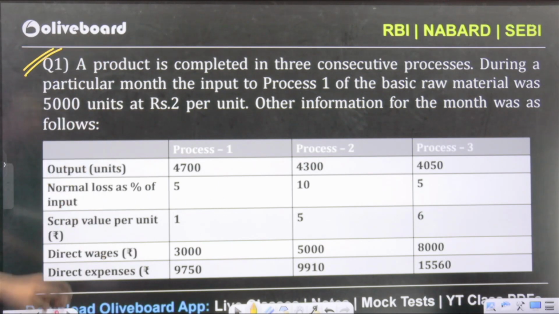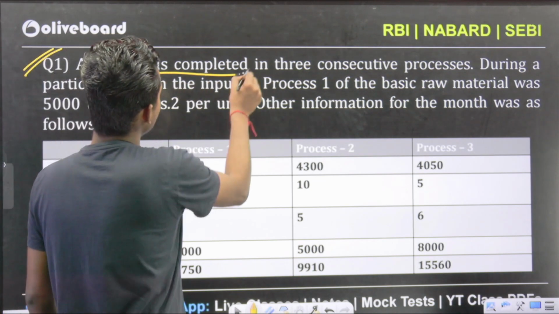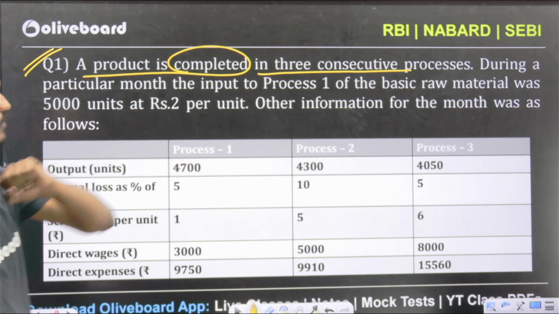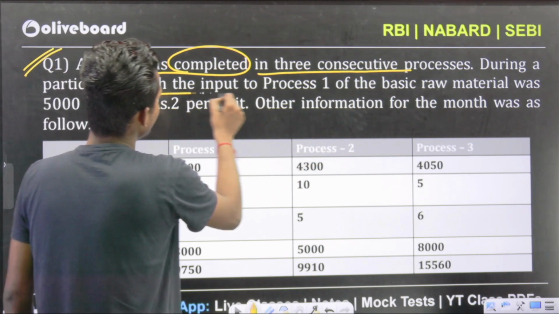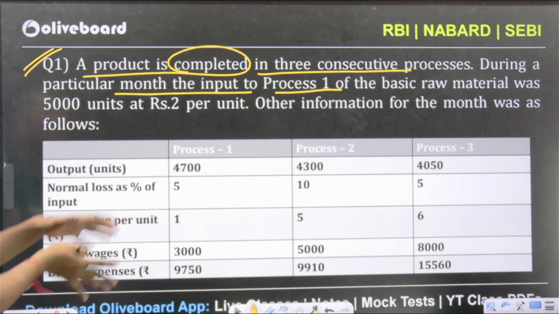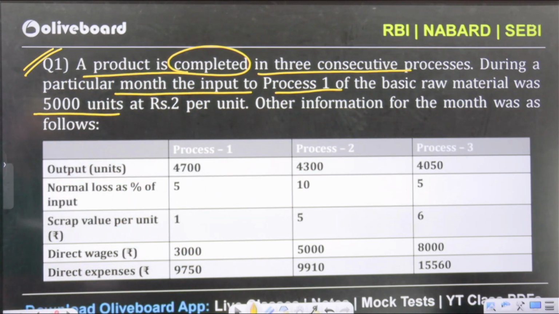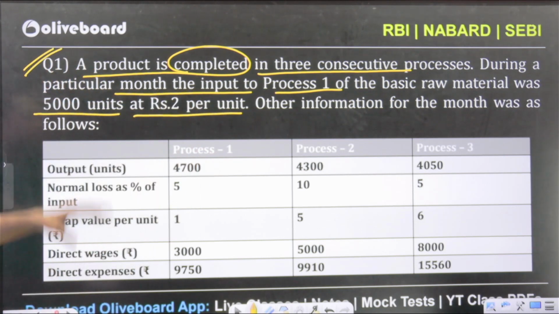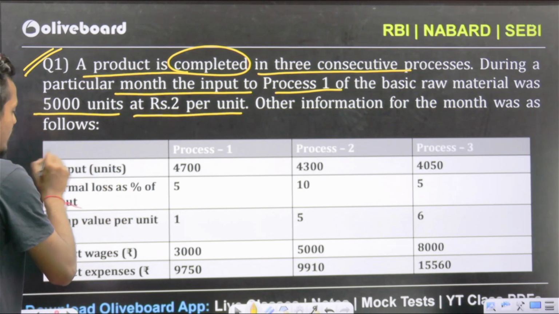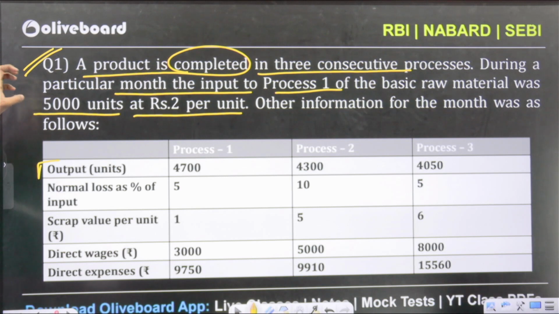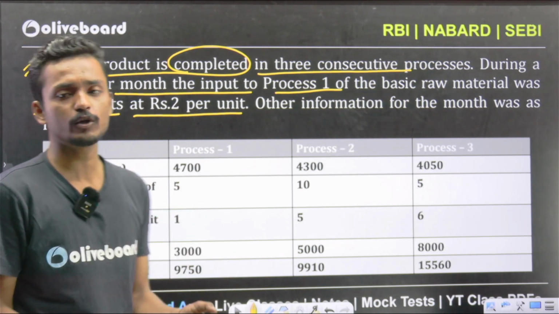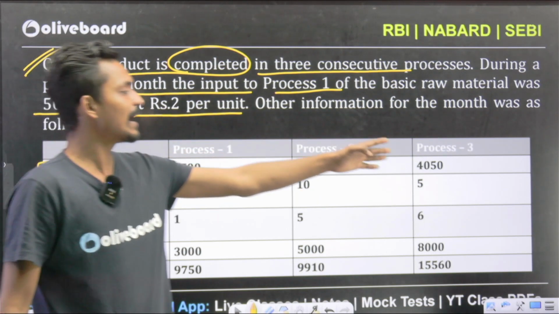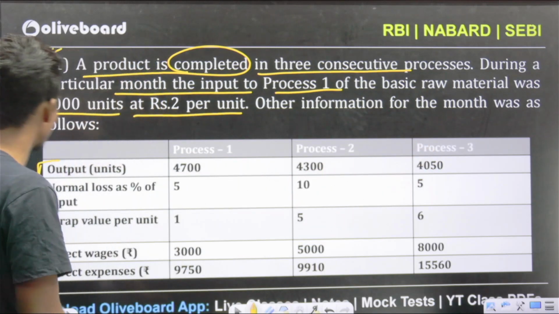You can read it out. A product is required to be completed in 3 consecutive processes, like process 1, process 2 and process 3. During a particular month, the input to process 1 that we have introduced as raw material was 5,000 units, and the raw material cost is rupees 2 per unit. Other information that we have for output: at process 1 we are introducing 5,000 units, and at the end we get an output of 4,700. In the second process we have 4,300, and at the last stage we have 4,050 units.